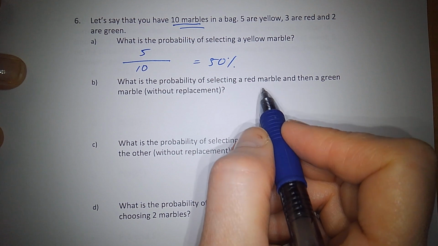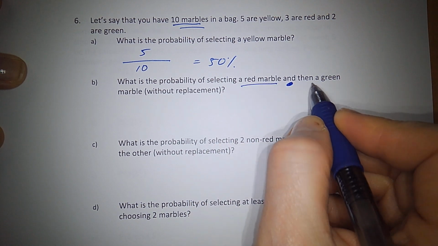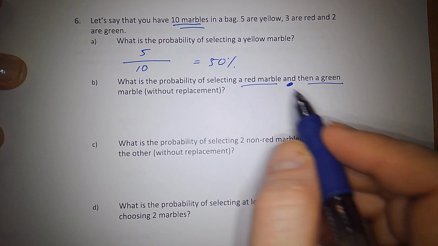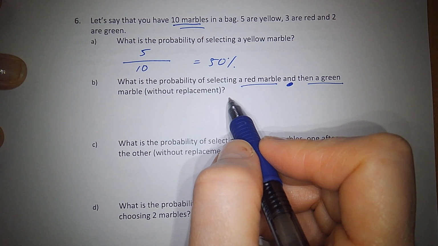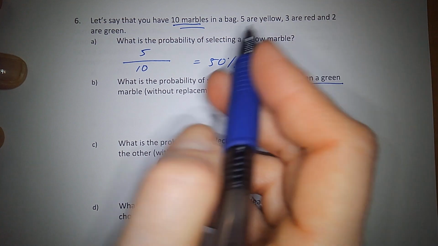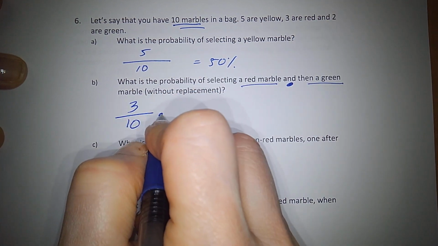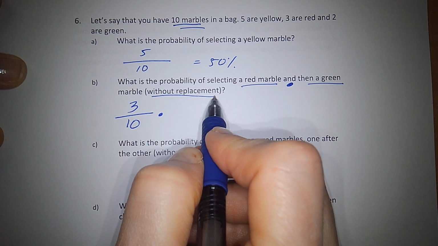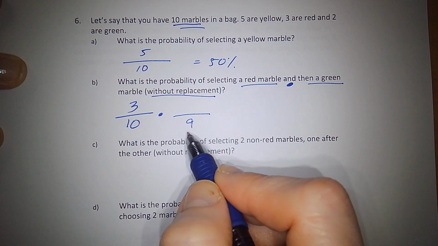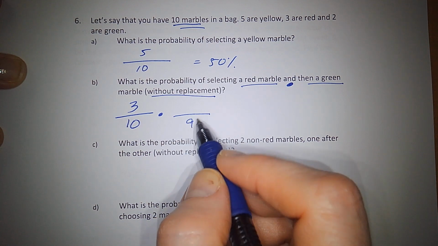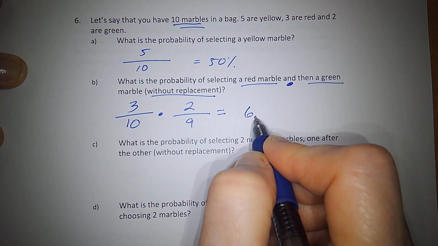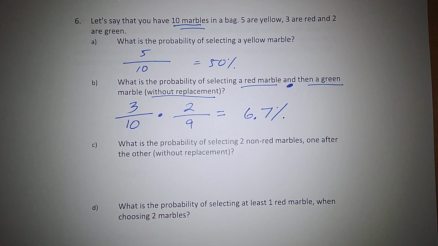What is the probability of selecting a red marble and then a green marble? Remember, and means multiply as long as they're independent events. But now we're assuming without replacement. So we're going to multiply the probability of getting a red marble first. So we have 3 out of 10. Then we go back in the bag. We're not going to replace the marble. So that means we now only have 9 marbles left. How many green marbles are in the bag of 9 marbles? 2 green ones. So this is going to give us a 6.7% chance of occurring.